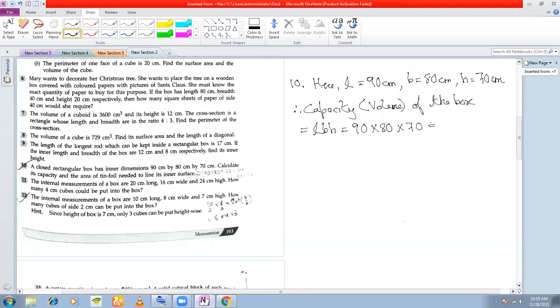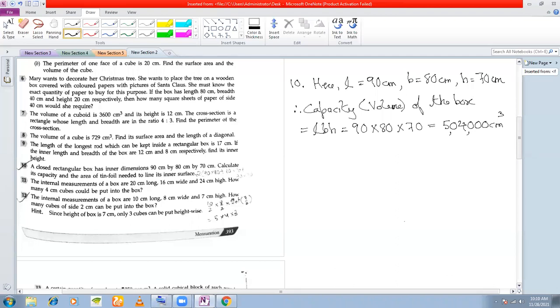Okay. Which is 504 and then followed by 3 zeros. Okay. So 5,04,000 centimeter cube. Okay. So it's an easy one. We have a second part to this question also.